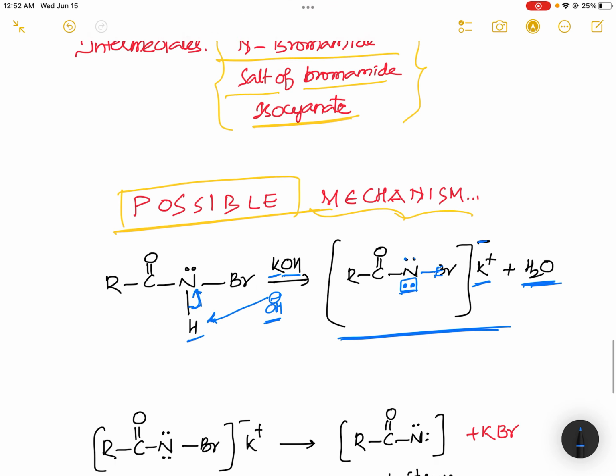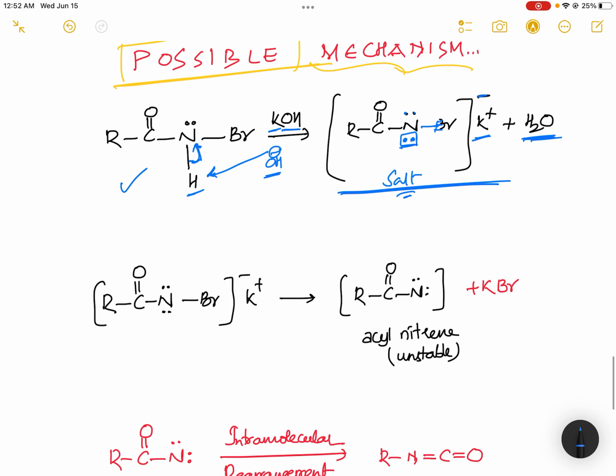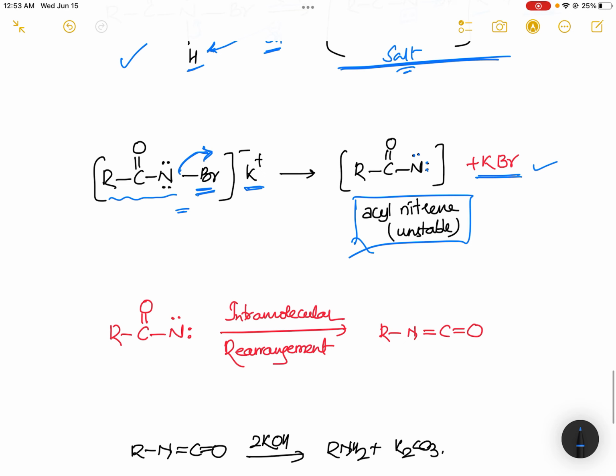Now this is the salt. Here we have written a salt of bromoamide. This is bromoamide, this is the salt of bromoamide. This salt of bromoamide I am writing here. Bromine is going out, K plus and Br minus, KBr is out. So this part became RC double bond O, N with two lone pairs. Nitrogen with two lone pairs, bromine has left with electrons as Br minus and K plus, KBr is out. This particular compound is called acyl nitrene. Acyl nitrene is unstable. You don't take this as an intermediate.